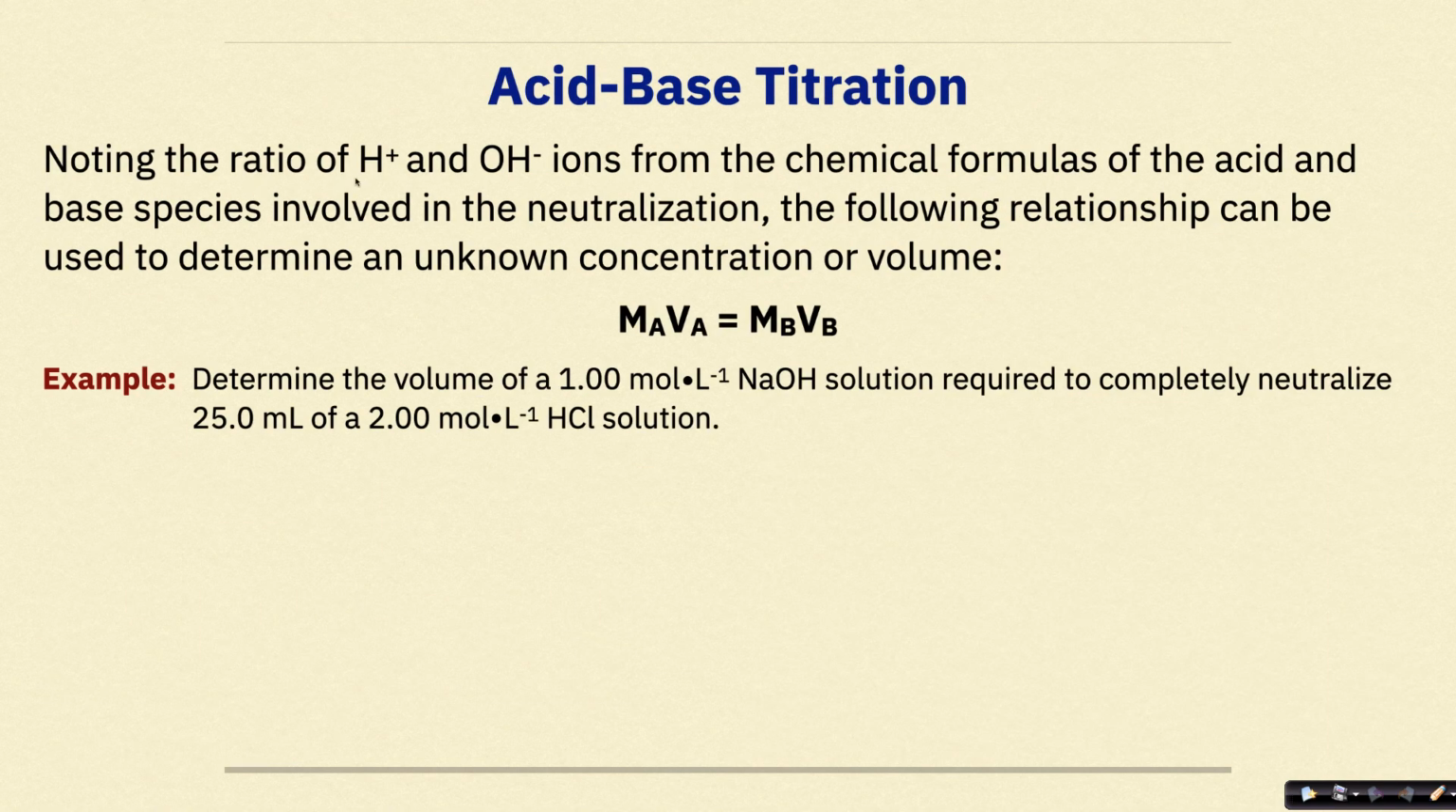Noting the ratio of hydrogen ions and hydroxide ions from the chemical formulas of the acid-base species involved in the neutralization, the following relationship can be used to determine an unknown concentration or volume. So this is a formula you should be very familiar with. MAVA is equal to MBVB. You should have seen this in Regents chemistry already and have had some experience using it.